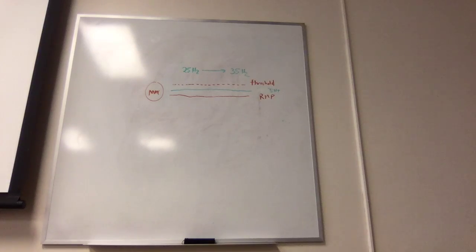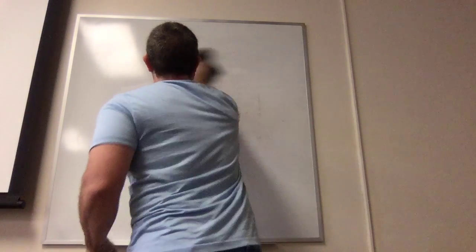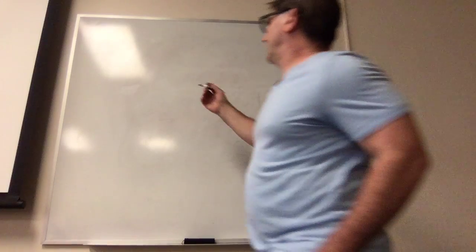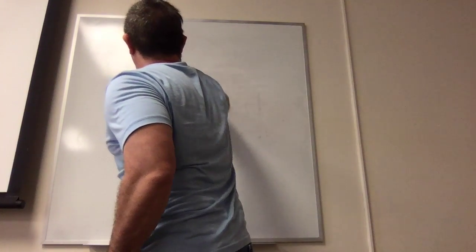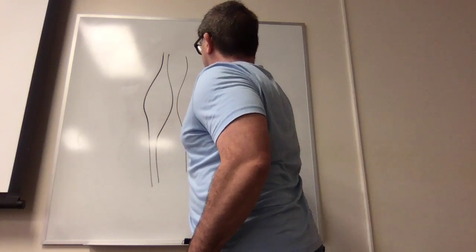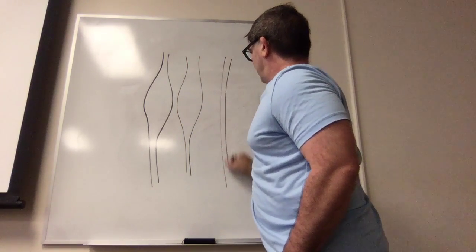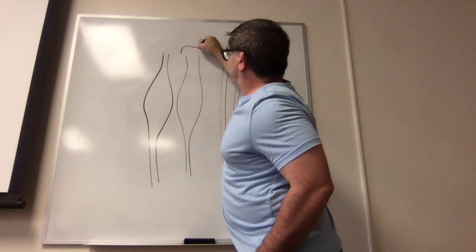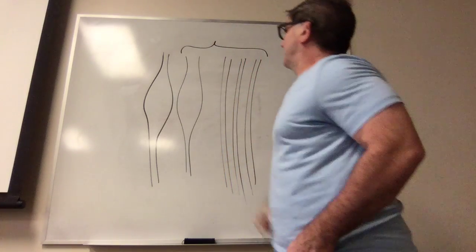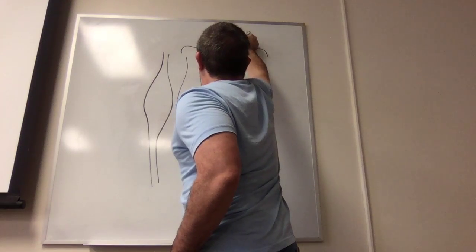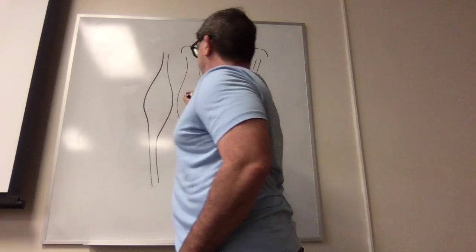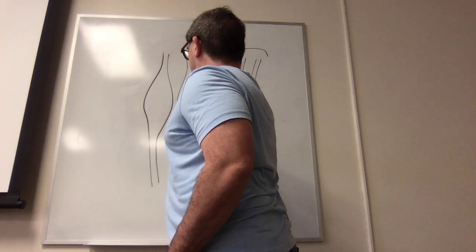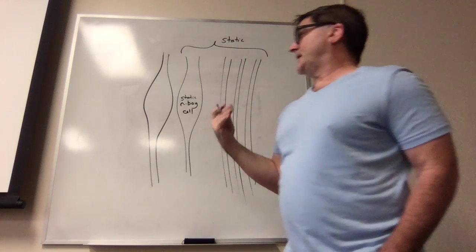If you look at what we have in the muscle spindle, we have two cell types: nuclear bag cells, the ones that have the little pot belly, and then the nuclear chain cells. These three make up the static system. So basically you have nuclear chain cells plus what's called a static nuclear bag cell. And the other bag cell you have left is the dynamic.